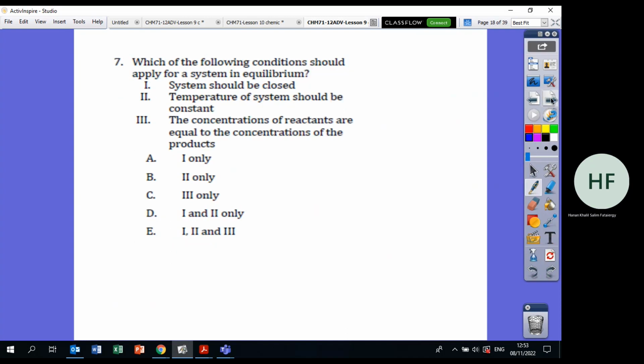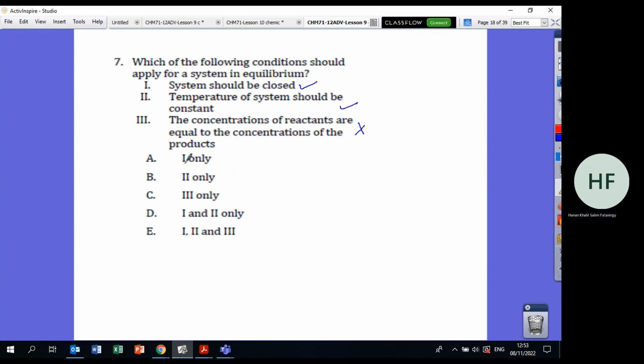Okay. Yellow, now pause the video and answer the question. Okay, be careful. The concentrations of reactants are equal to the concentrations of products? Of course not.